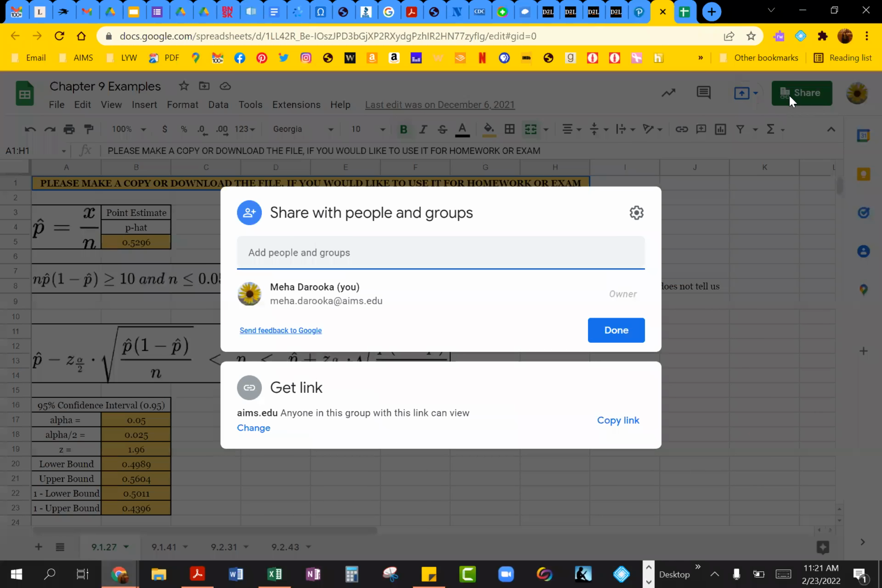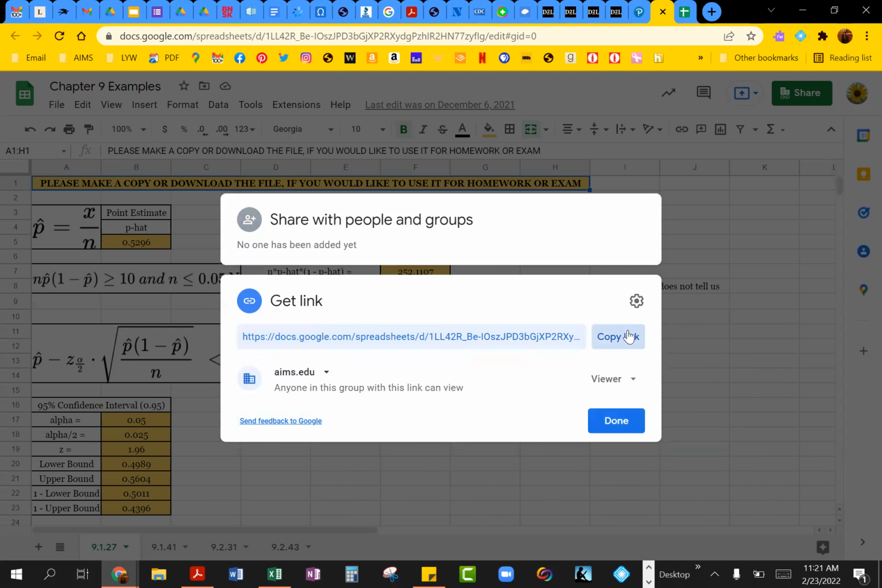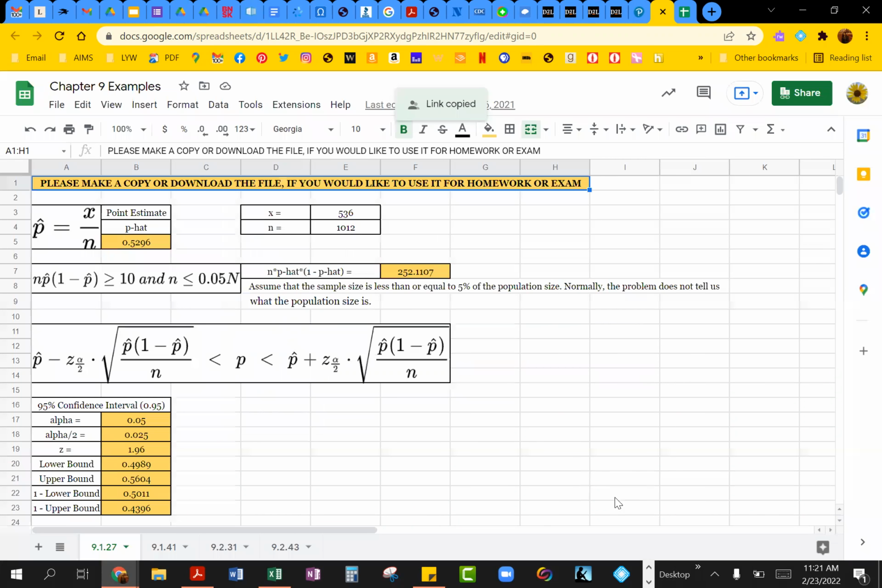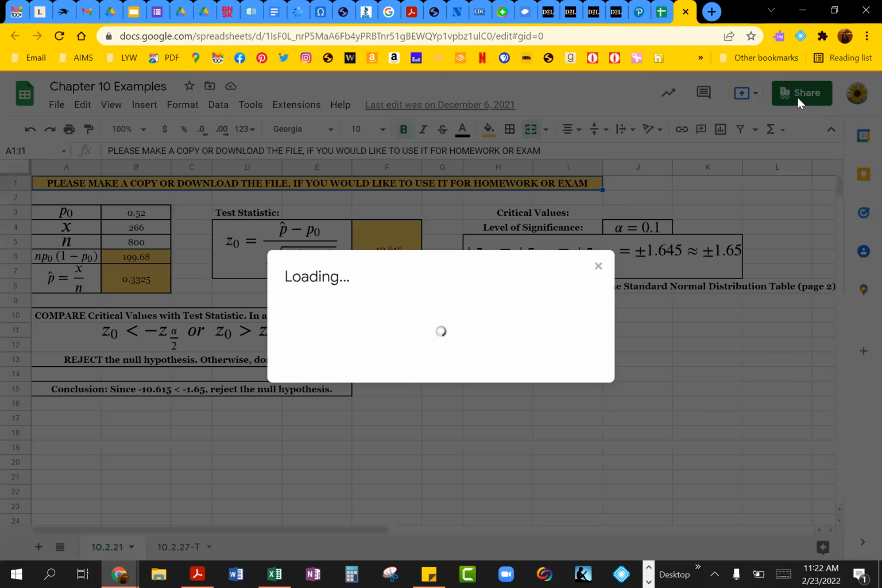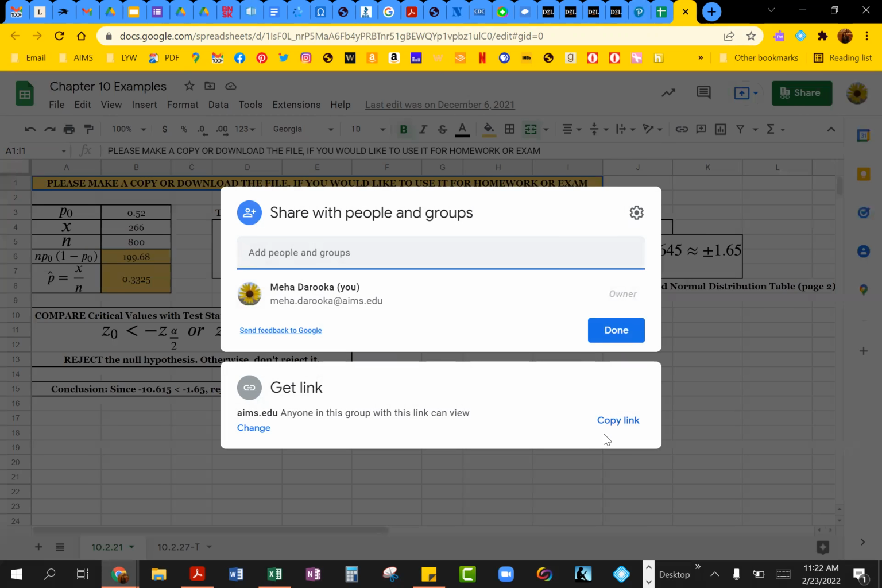Now, you will not be able to make changes to this document because you are only assigned viewer permission, but you will be able to make a copy or download these, and you can use these to work through examples. So these are some of the examples that we'll be talking about. This is from chapter 9. And let me share the link from chapter 10 also.